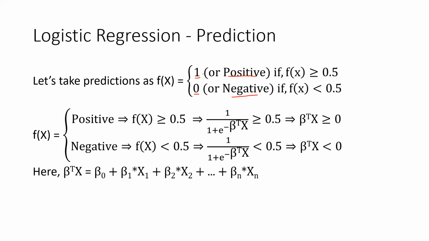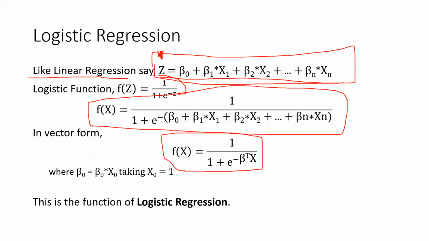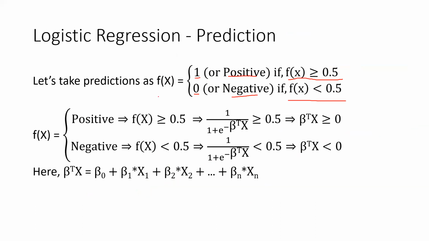So how do we take f(x) as 1? If f(x) is greater than or equal to 0.5, we take it as 1. If f(x) is lesser than 0.5, we take it as 0, or negative. It is like this: we take this point, and if y is lesser than 0.5, we take it as negative cases. If it is greater than 0.5, we take it as positive cases. That is how we define how we predict values from this logistic regression formula.